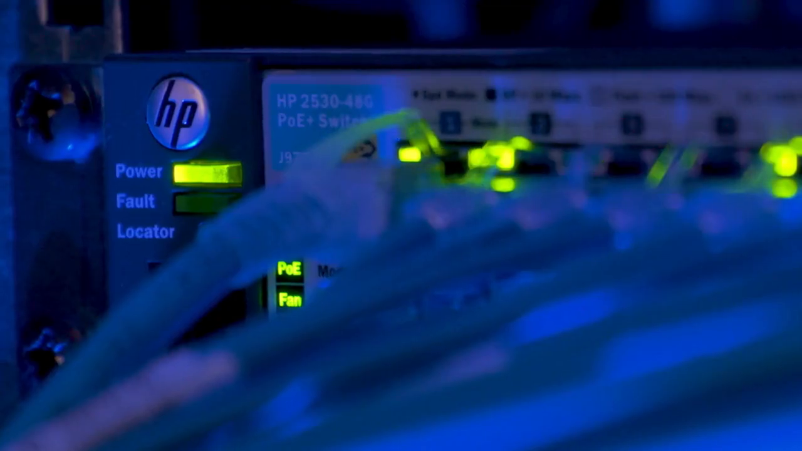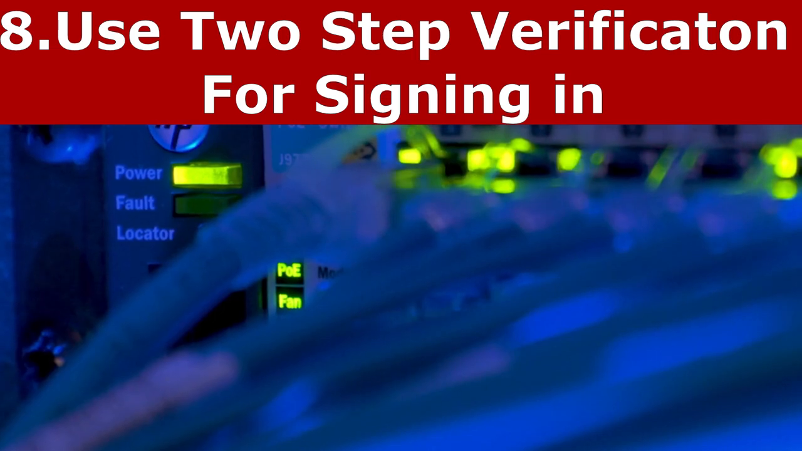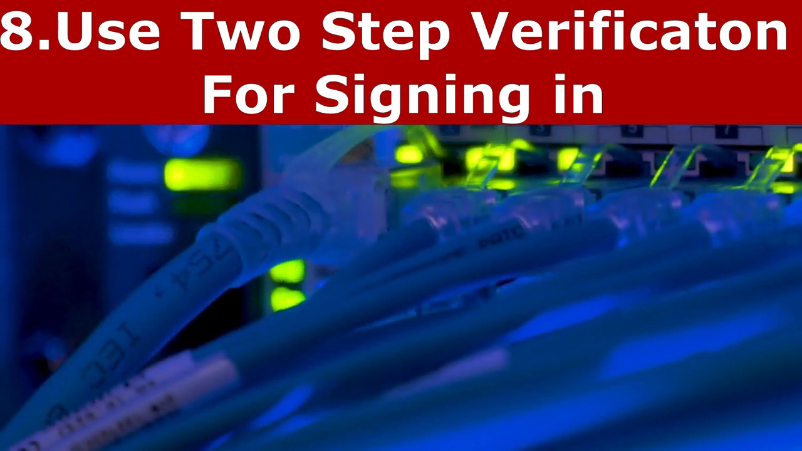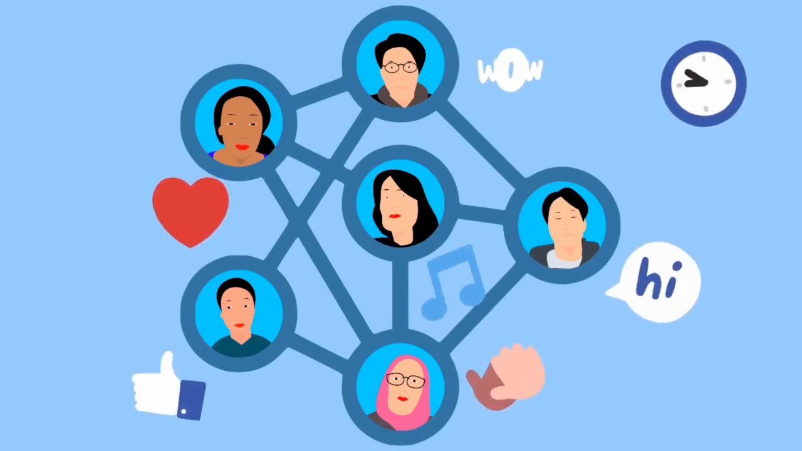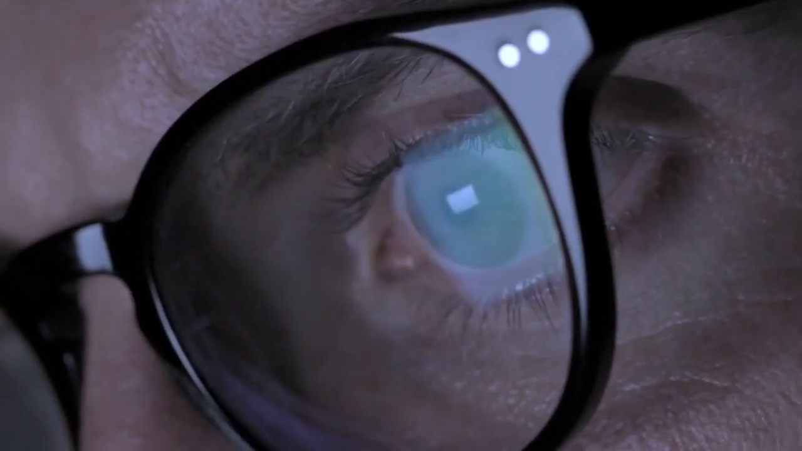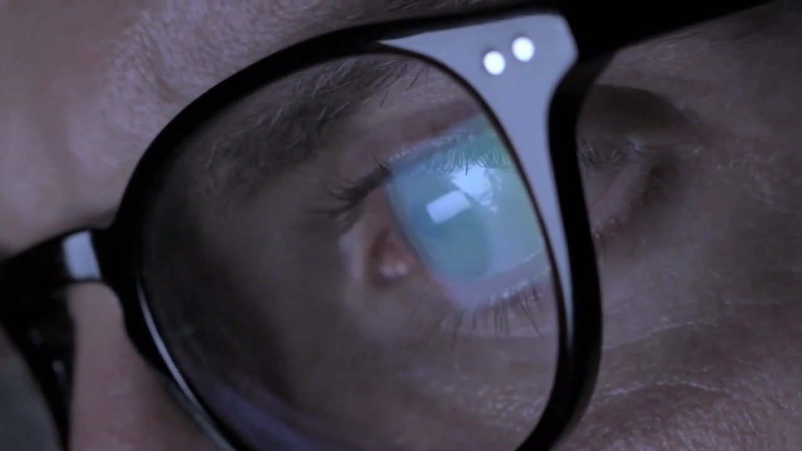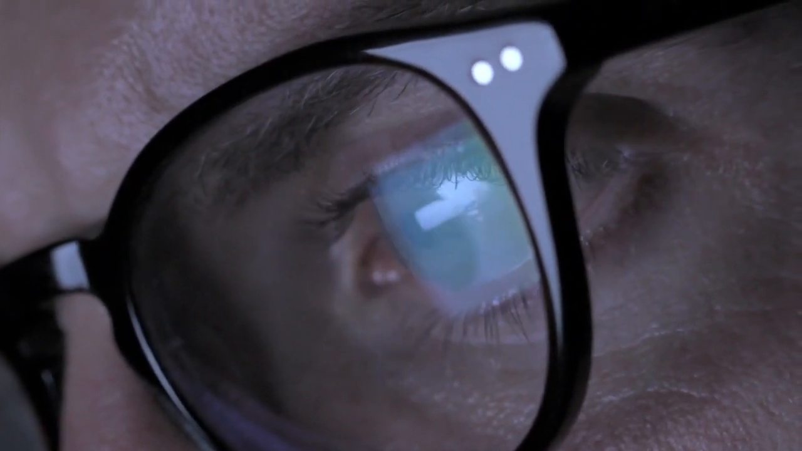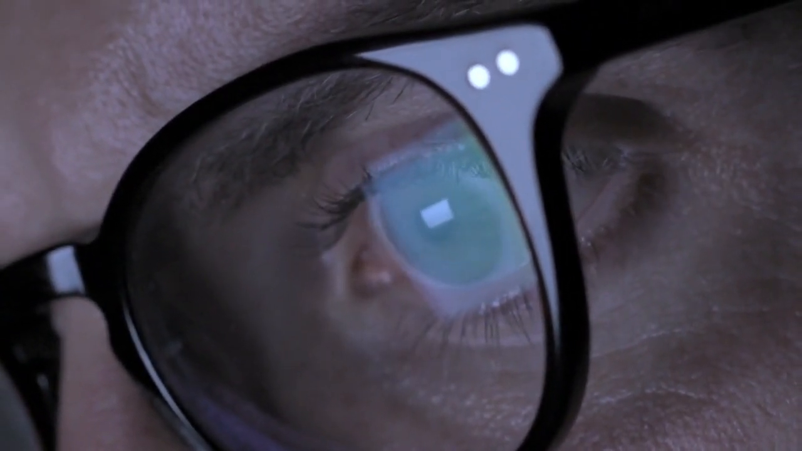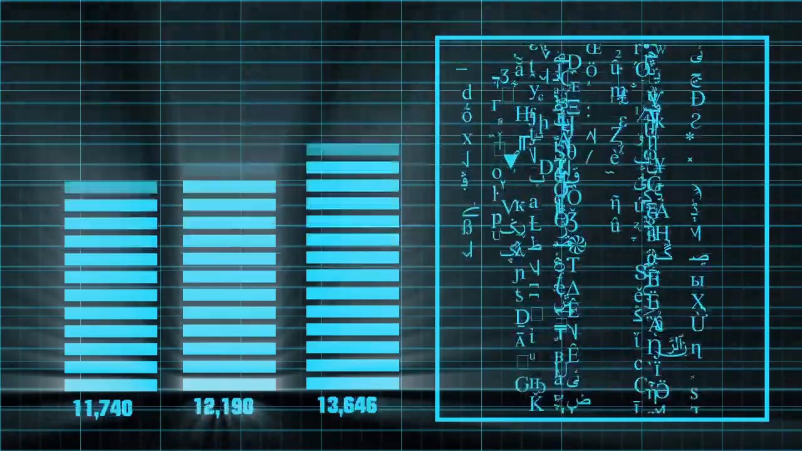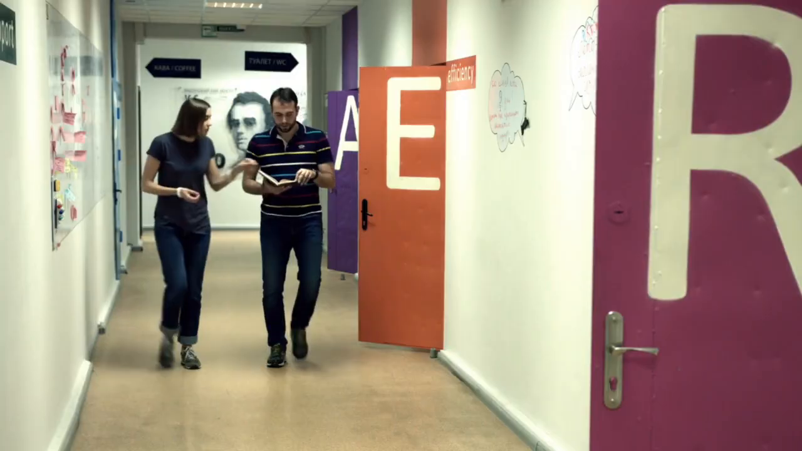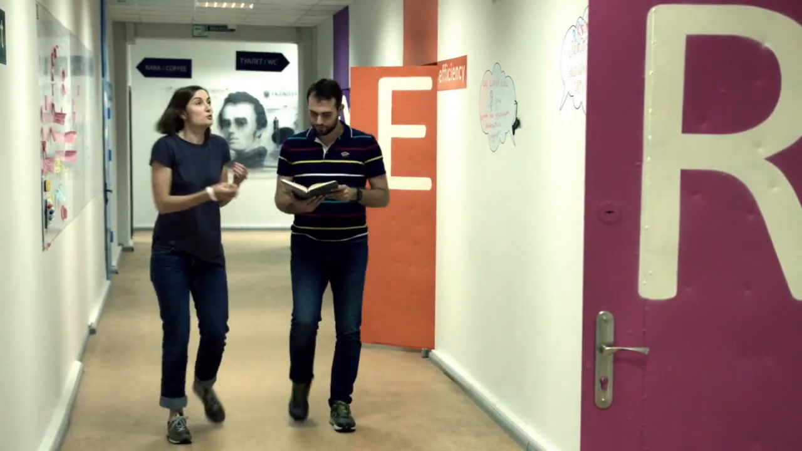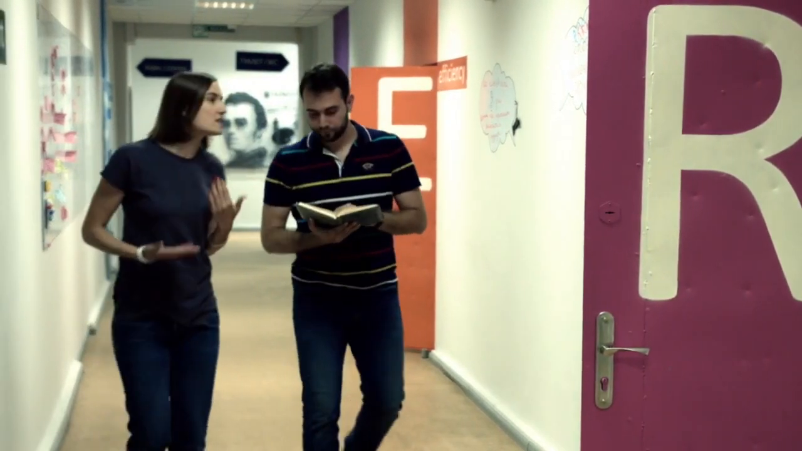Let's come to the 8th point. Use two-step verification for signing in. Two-step verification provides an extra layer of security to the account. When you enter your password, then a code is sent to your registered mobile phone. You need to enter that code, received at your mobile, along with the password to access your account. So you need both the password and the code that you receive on your device that has been registered by you.